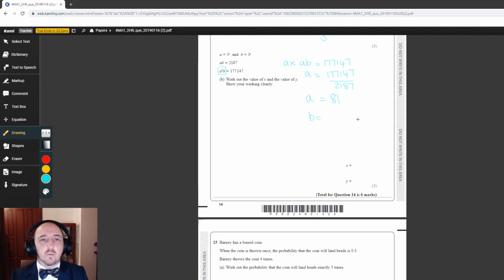For b, we need to work out what a times b is, 2187. So 2187 divided by a, I'm just rearranging this to find b, gives you 27. So b equals 27, a equals 81. And we can use the original a equals 3 to the x. So 3 to the x is 81, and 3 to the y is 27. So you have to think, what power could we use here to get 81? The answer is 3 to the power of 4. So x is 4, and 3 cubed is 27, so y is 3.